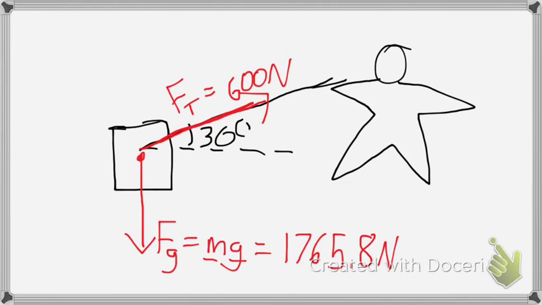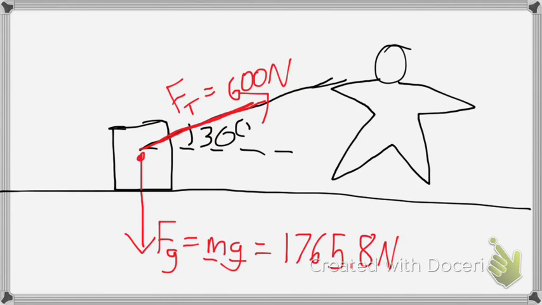Because we're on the ground, the ground is also pushing up on the box a little bit. Oh, looks like J-Random's jumping right now. Woo! The ground also pushes up with what's called a normal force. And I don't know its value. That's what I'm going to be solving for.